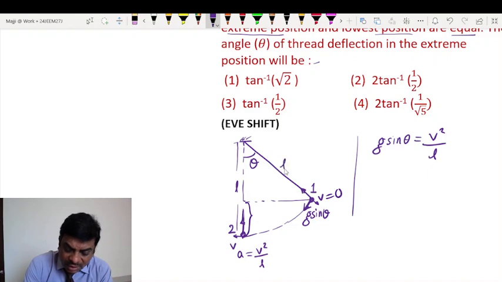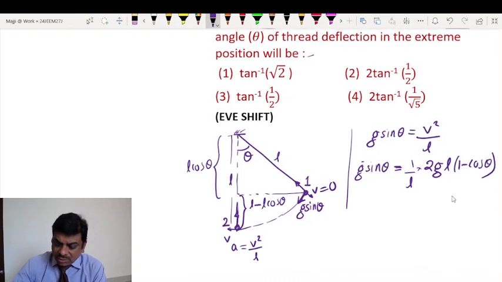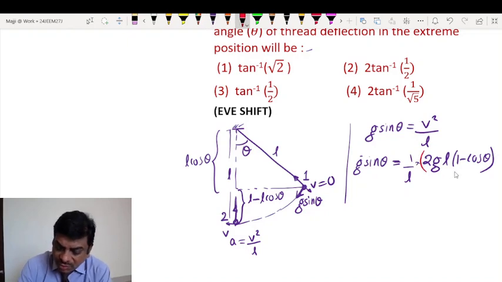Okay, so this is L, so this part will be L cos theta, so this will be L minus L cos theta. So v square is equal to 2g into height lost. Height lost is this. Okay, students. This is by applying law of conservation of energy. So v square is equal to 2g height lost. So L gets cancelled, g gets cancelled. So finally we are left with sine theta is equal to twice into 1 minus cos theta.